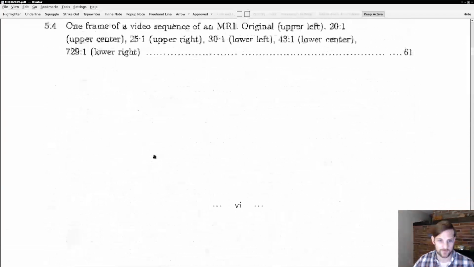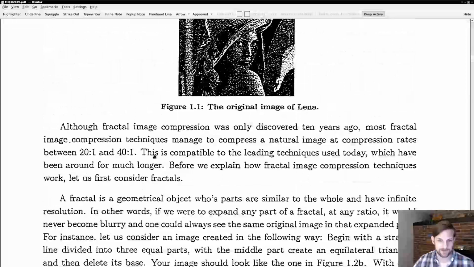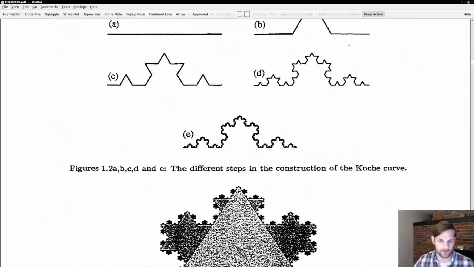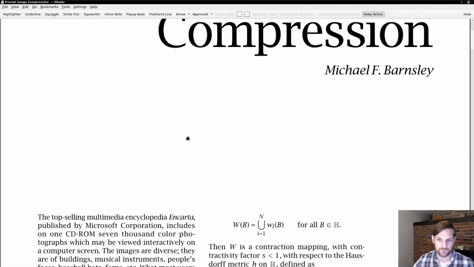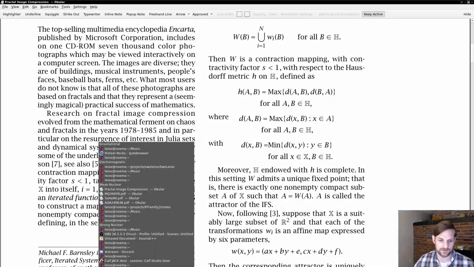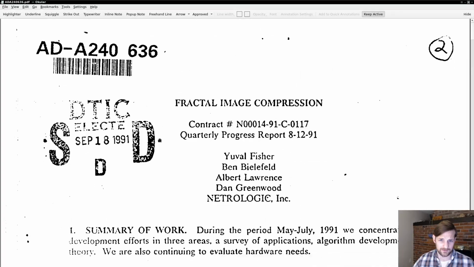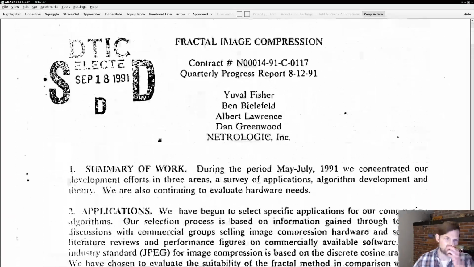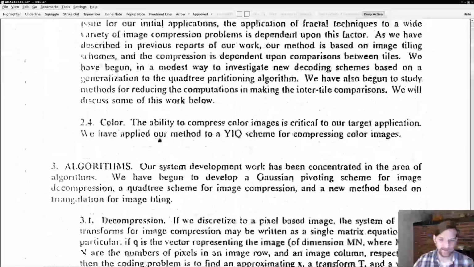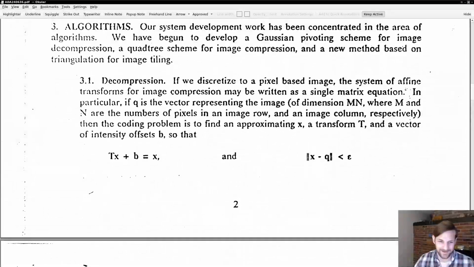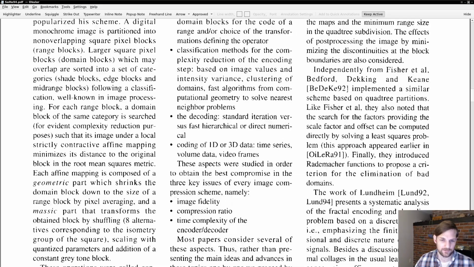Let's see, what do we have here? I've got a feeling we still want to do the review, but this one looks promising. Next one, Fractal Image Compression by Barnsley. We read that one on Sunday. And then this one is from like 1991, and it didn't look promising. So it is between the review and the survey.